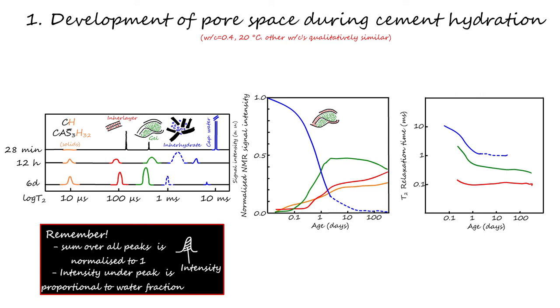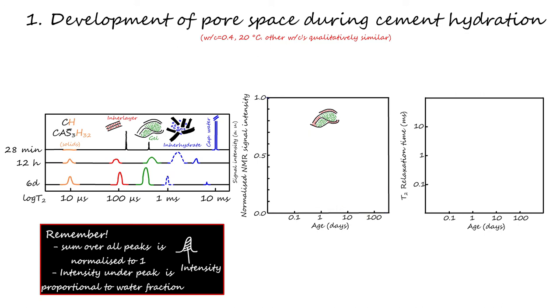Let's look in detail how these curves develop over time. To make things easier, we hide the curves first. At first, we note that the intensity of the capillary water decreases. We also note that at the same time, its relaxation time decreases. This means that the capillary water is consumed, whilst the pores it is confined in shrink. At this moment, mostly solids are produced and a small amount of gel water.